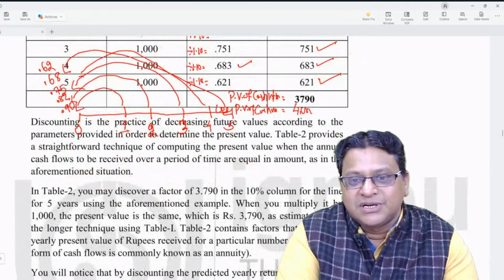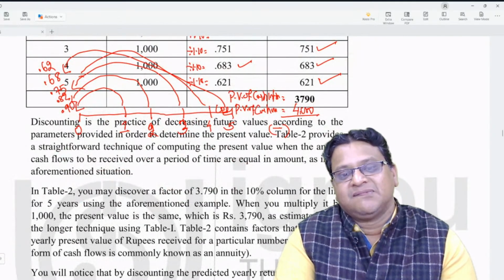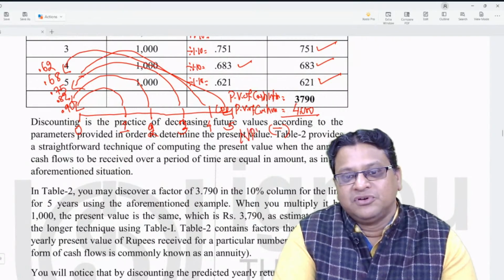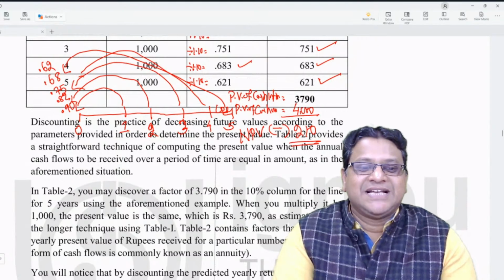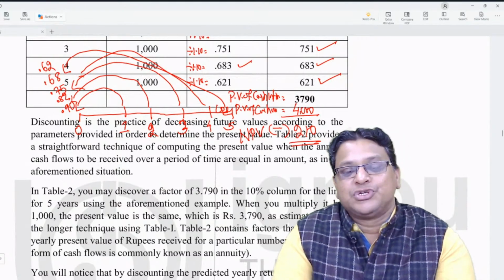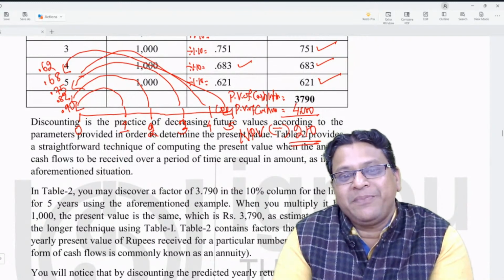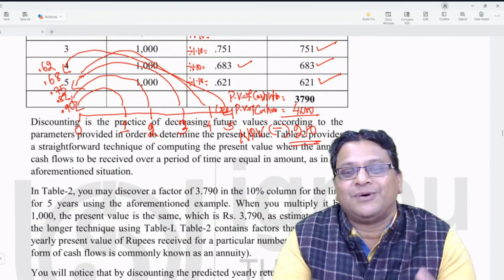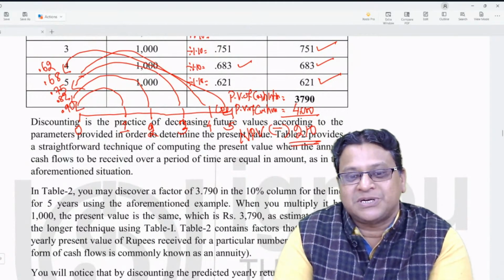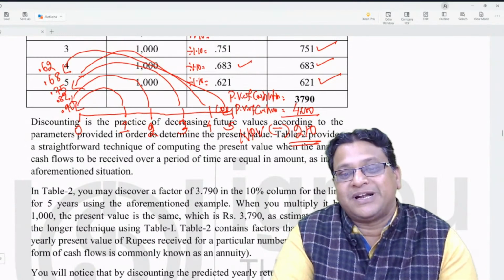Outflow is 4000. So in this case, we generate a negative NPV of 210. If a project generates negative NPV, we should not do the project. But for a common man, the project gives a profit of 1000. But for a finance person, the project gives a negative NPV of 210.